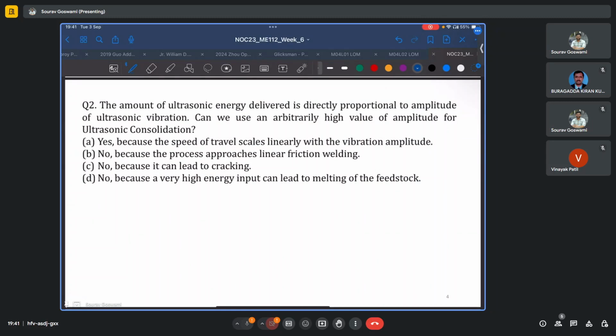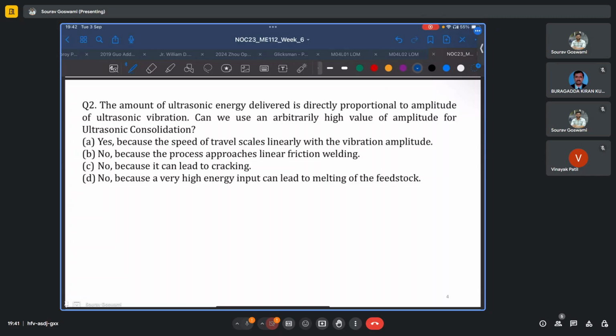The second question: the amount of ultrasonic energy delivered is directly proportional to amplitude of ultrasonic vibration. And we also saw this in the formulation or modeling of the ultrasonic consolidation process. Can we then use an arbitrarily high value of amplitude for ultrasonic consolidation? Let us look at the options. Yes, we can use, because the speed of travel scales linearly with the vibration amplitude. No, because the process approaches linear friction welding. No, because it can lead to cracking. No, because a very high energy input can lead to melting of the feedstock.